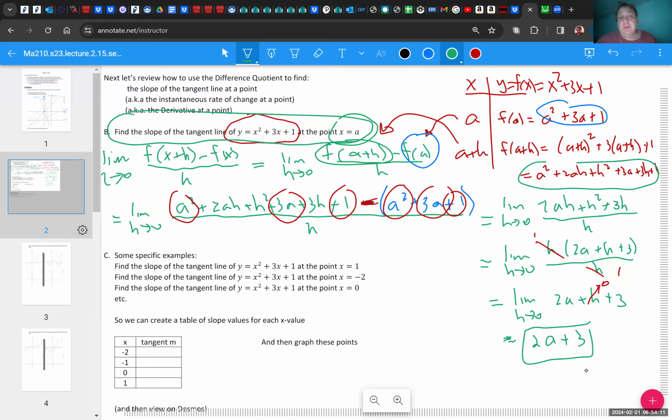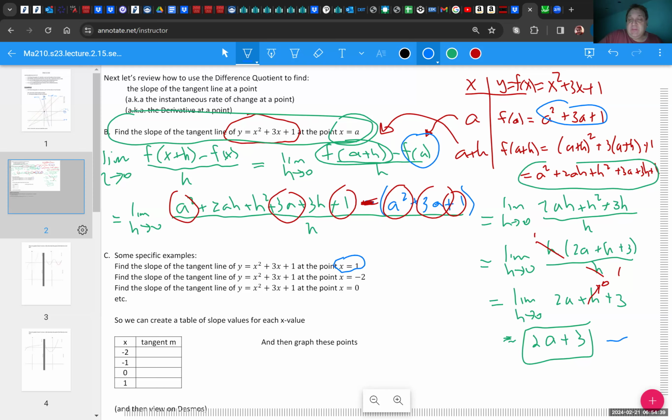All right, so that was a review of using the difference quotient. So we found this derivative at a point where we didn't specify the x value. We just said a, and a could be any number. So for example, suppose we had x equals 1. In other words, we're using the number 1 instead of the letter a. So what would be the slope of the tangent line at the point where x equals 1?